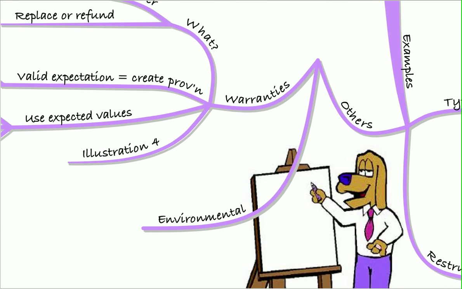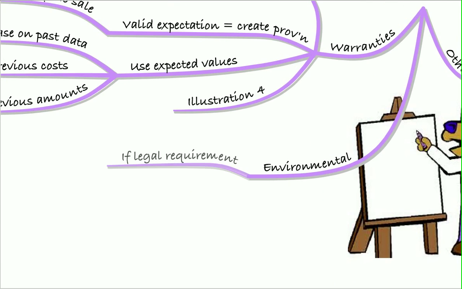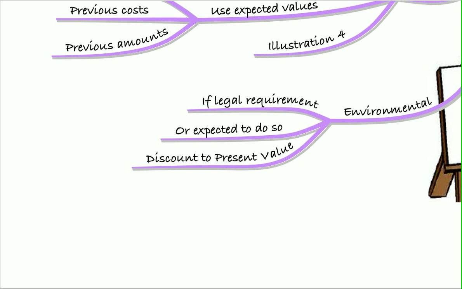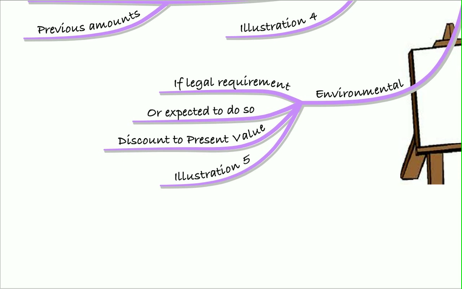Lastly, for environmental costs, remember if a mining operation, for example, had a legal or constructive obligation to clean up after its mining, well then we could create a provision for that. So if it's a legal requirement or we're expected to do it, we will create the provision. If we're not going to do it for a while, we will discount that to present value and unwind the discount. So we looked at a detailed example of how to do that in illustration 5.